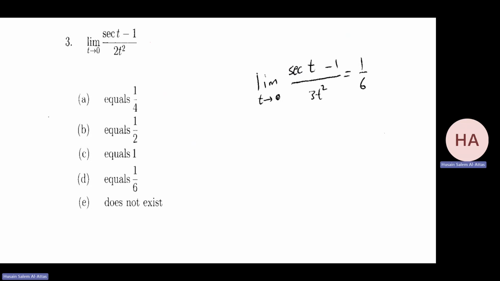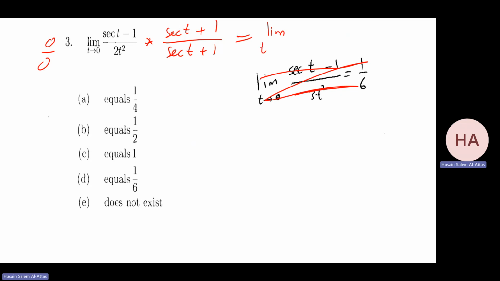You need to rationalize, times secant t plus 1 over secant t plus 1. You notice if we substitute, you have 1 minus 1, 0 over 0. All of these, you're having 0 over 0. So this will be the limit as t goes to 0 of secant square t minus 1 over 2t square times secant t plus 1.